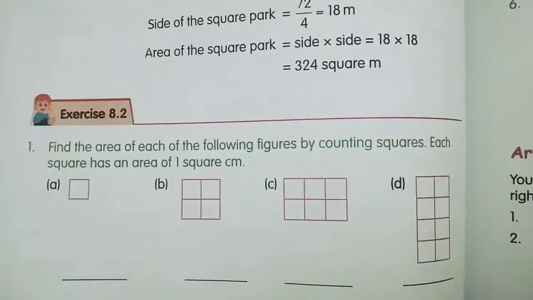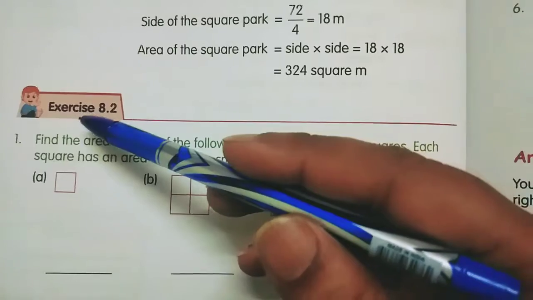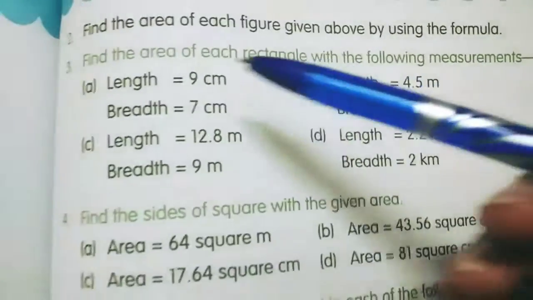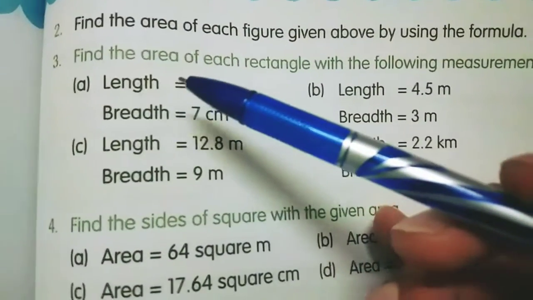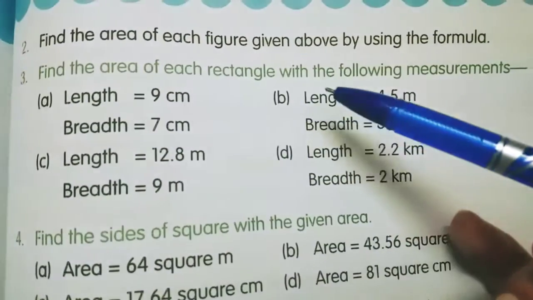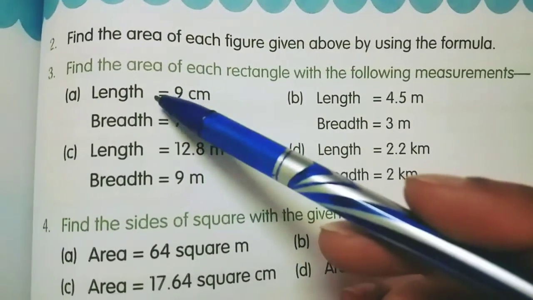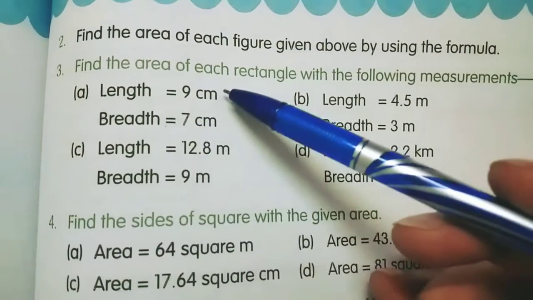Understood? So now come to the book. Exercise 8.2 will start. Question number 1 and question number 2, no need. We'll start from question number 3. Find the area of each rectangle with the following measurements. That means length and breadth are given, and you have to find the area of the rectangle.